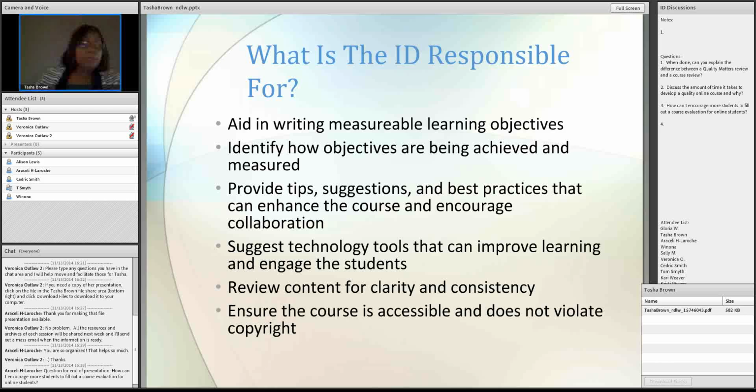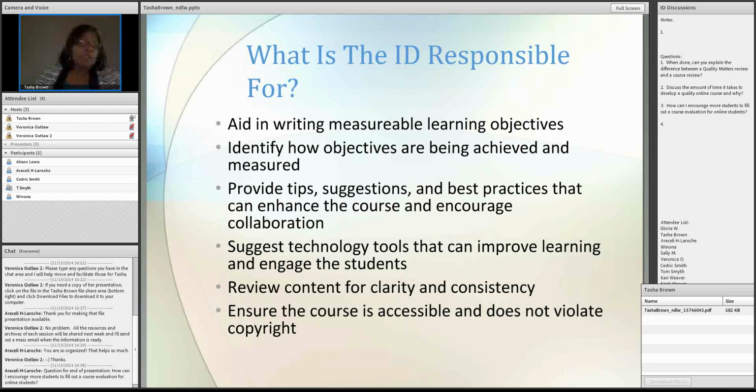But the internet has a variety of tools, so there's usually going to be something to help you achieve your goal. Now, it may not be to the same level as in your face-to-face. It can very well exceed that level, but he or she will be able to provide you the appropriate technology tool that can help you improve your learning and engage the student.